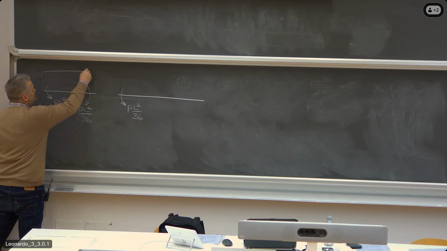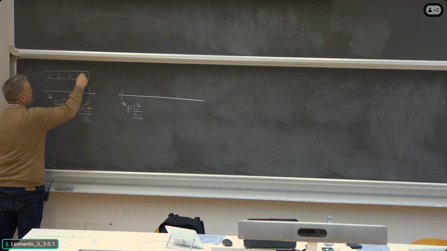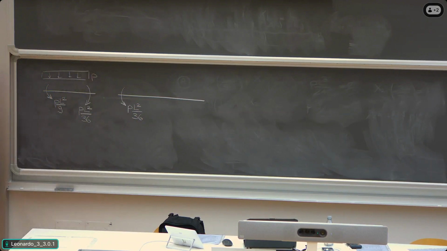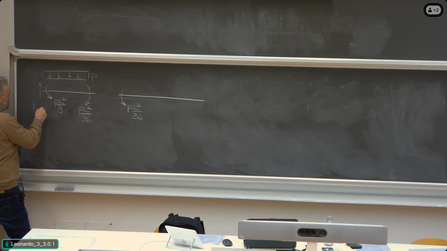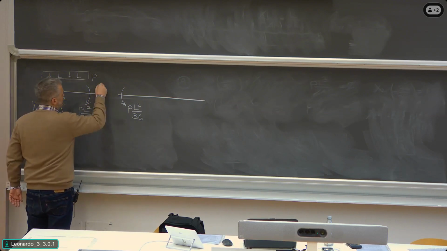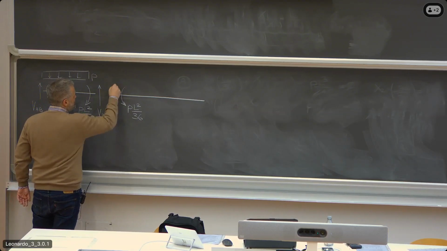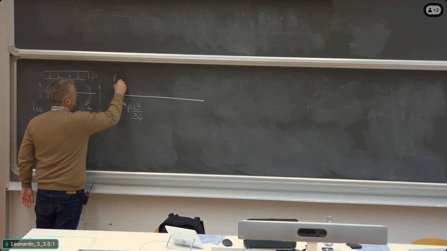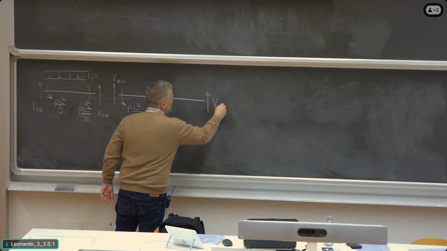Here you have a distributed load, which is P. And what you have to find is the shear forces at the two ends. In my convention, when we have a span AB, I call this first shear force VAB, and this VBA. Same here, this is VBC, and this is VCB.